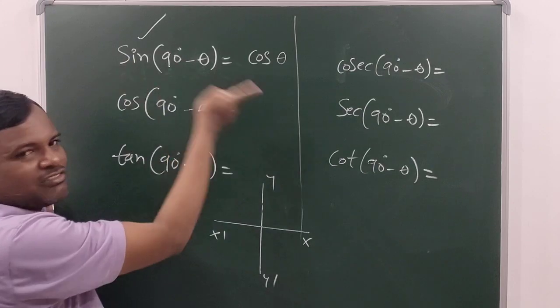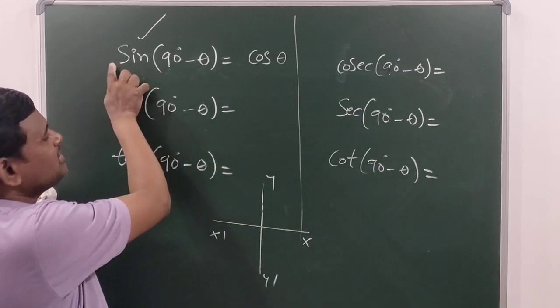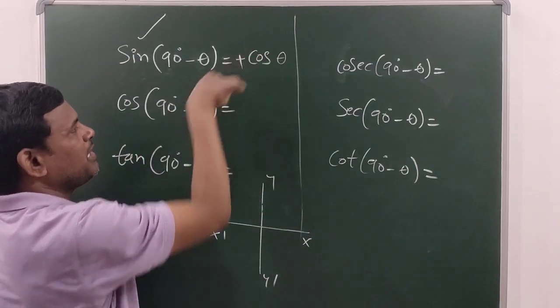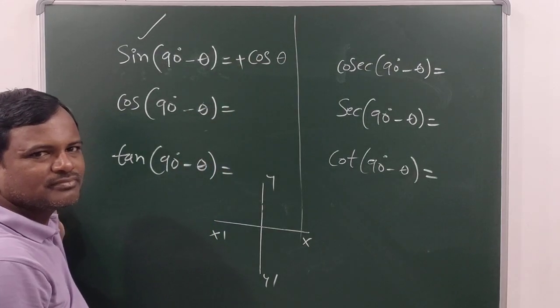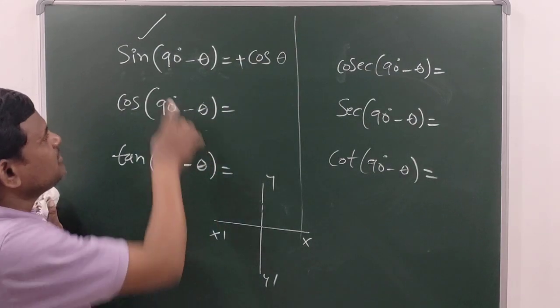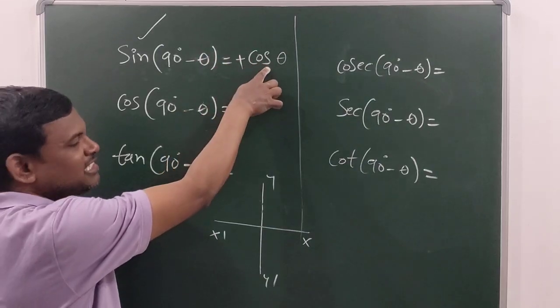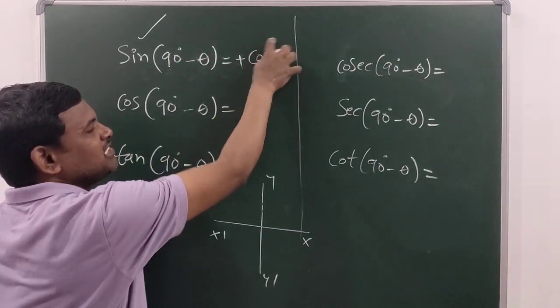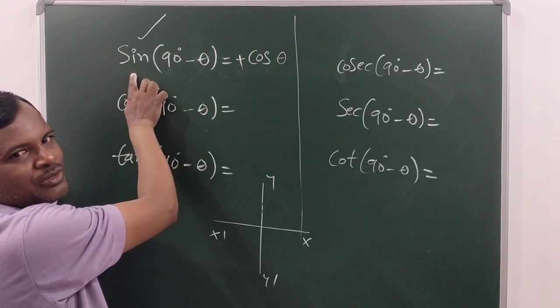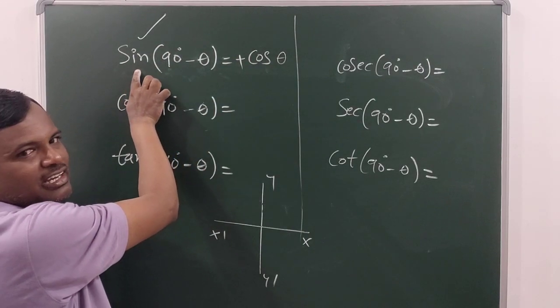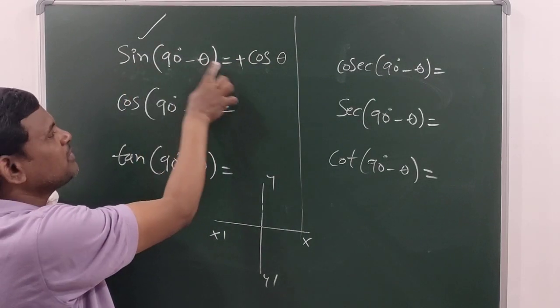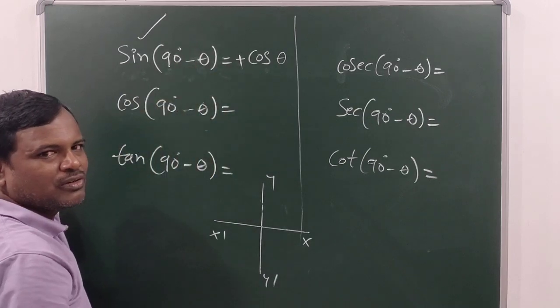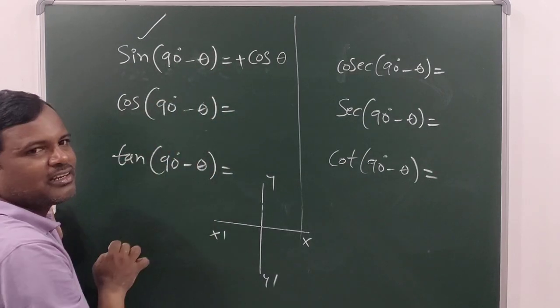Okay, so in the first quadrant all are positive, no? Obviously sine is positive. In the transformation sine changed to cos, but while coming to the sign, don't see this result, see the given ratio. So how is it in the first quadrant? Positive.